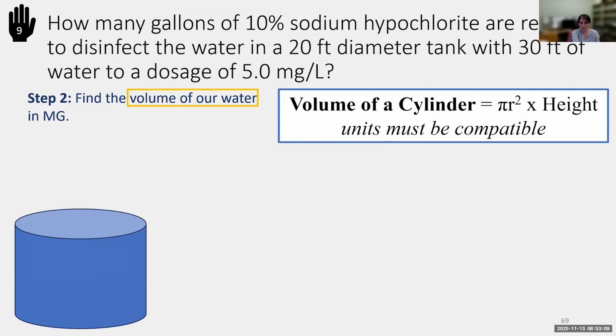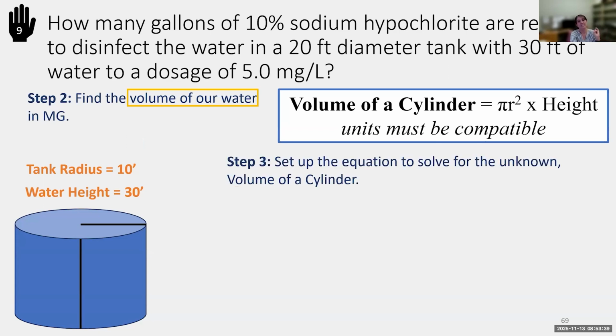So for step 2, again, we want the volume of our water. We're told that the tank diameter is 20 feet. Well, we need radius, not diameter. If you remember, radius is half the diameter of the tank. So we take our diameter of 20 feet and divide it by 2, which gives us a tank radius of 10 feet. And we're also told that the water height is 30 feet.